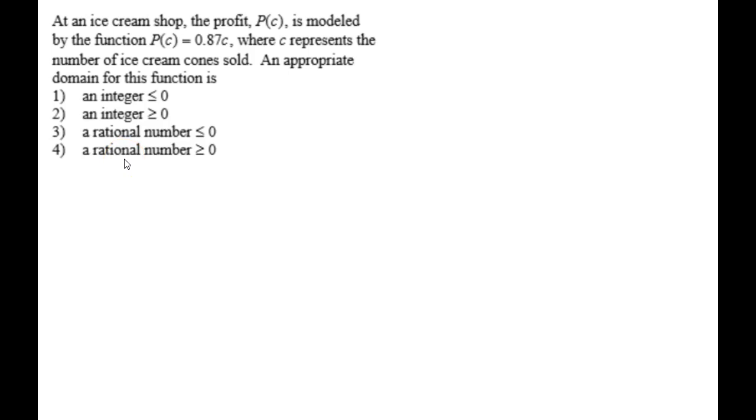Also, now we have it narrowed down to be between 1 and 2, integers less than or equal to 0, or integers greater than or equal to 0. Well, you're not going to sell a negative number of ice cream cones. That wouldn't make you a profit, so the values have to be greater than or equal to 0. So the correct choice is going to be option 2, an integer greater than or equal to 0.